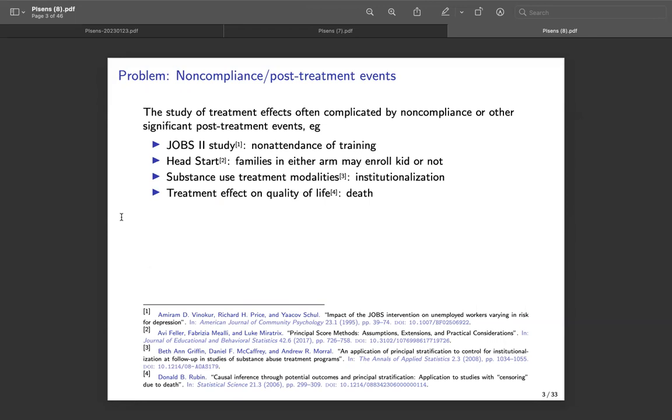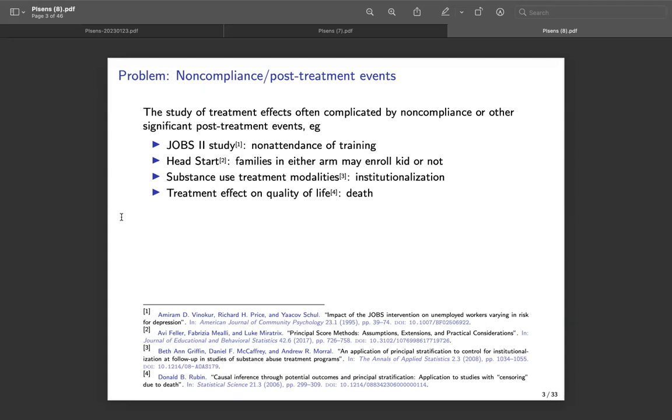Talking about principal stratification, it's a framework that defines effects in a setting where there is non-compliance or treatment switching or post-treatment events that are important. So these things complicate the study of treatment effects. For example, people who are randomized to an intervention like a training, some of them may not attend, or people who are in both arms of the study may decide to access the treatment or not.